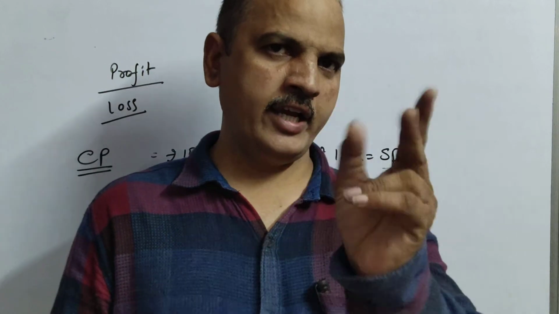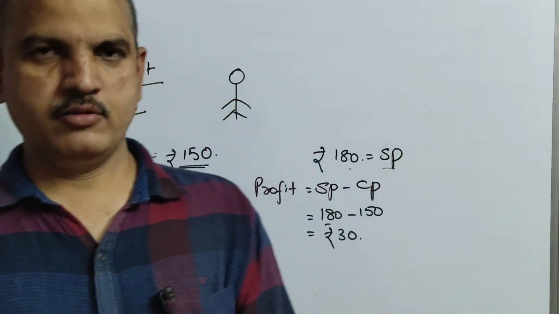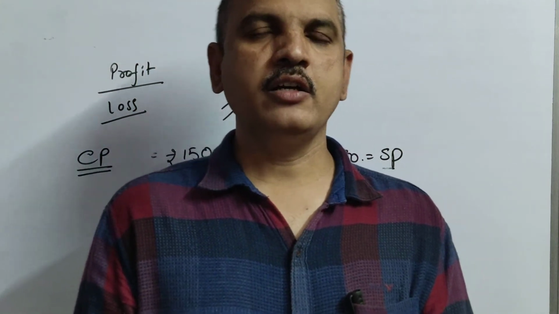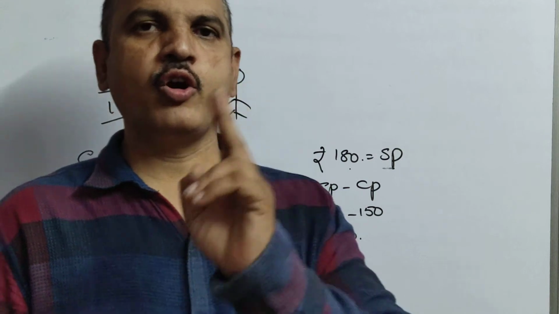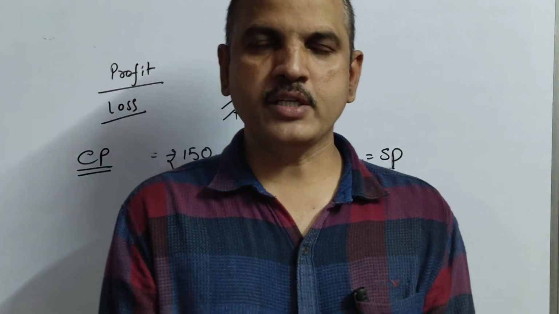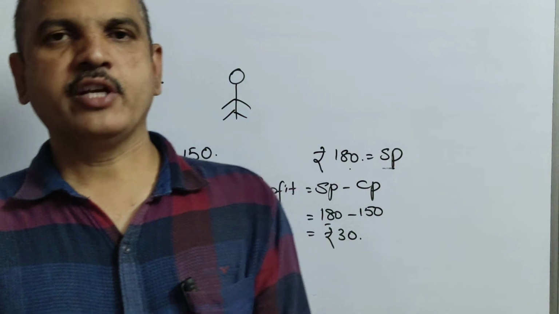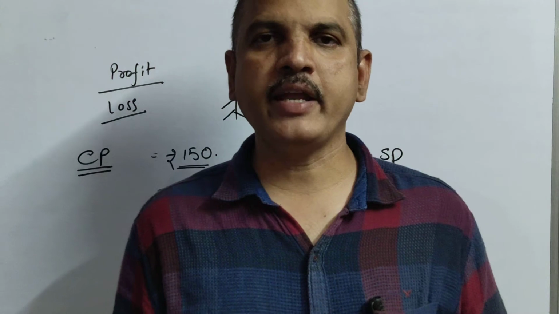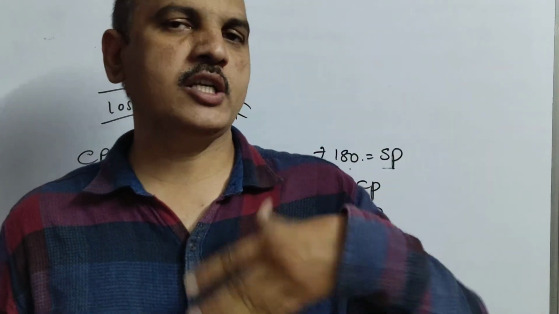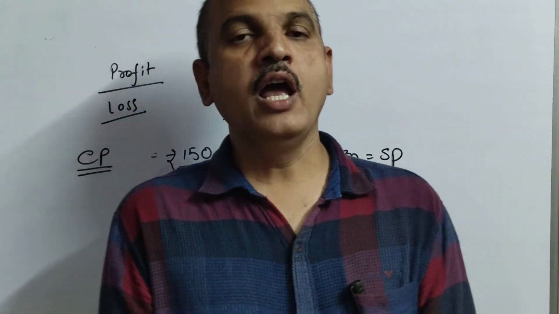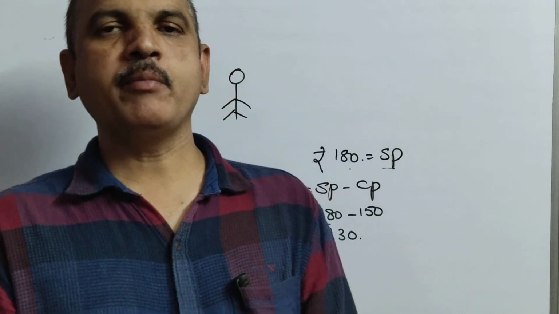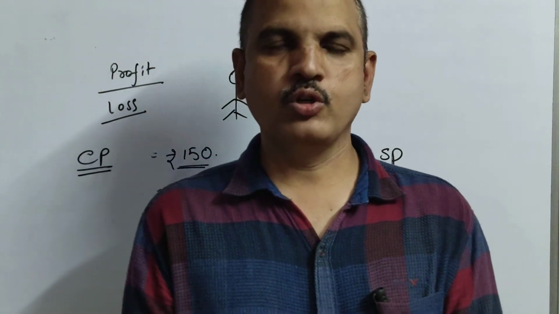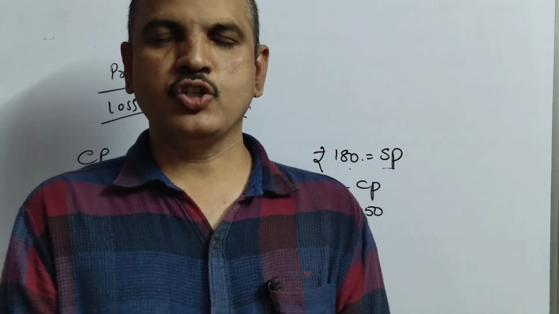In that we have two formulas: how to find the percentage of profit and how to find the percentage of loss. First we have the profit formula, SP minus CP, and loss, CP minus SP. Basing on those two formulas we have many formulas that we will discuss tomorrow. Profit percentage is profit by CP into 100, and loss percentage is loss by CP into 100. There are a few formulas basing on this.